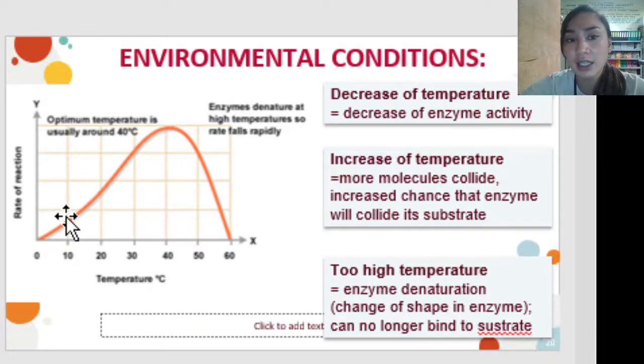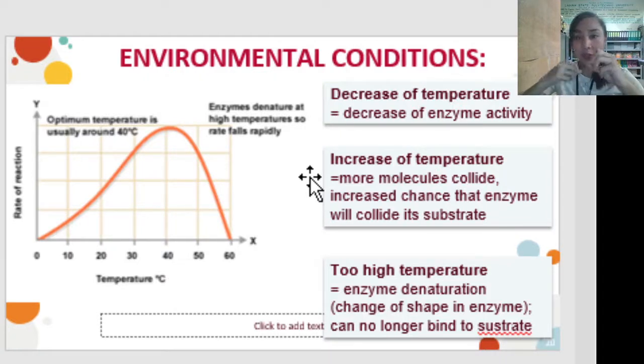However, if there is an increase of temperature, more molecules collide. Increased chance that enzyme will collide with its substrate. So, pag mataas yung temperature, yung enzymes natin, para silang malilikot, no? Para sila nagbabanggaan like this. And then, there is an increased chance na yung ating enzyme will collide to its substrate. And then, tendency, dahil nga masyadong mataas yung temperature niya, hindi mag-a-attach si substrate sa active site.